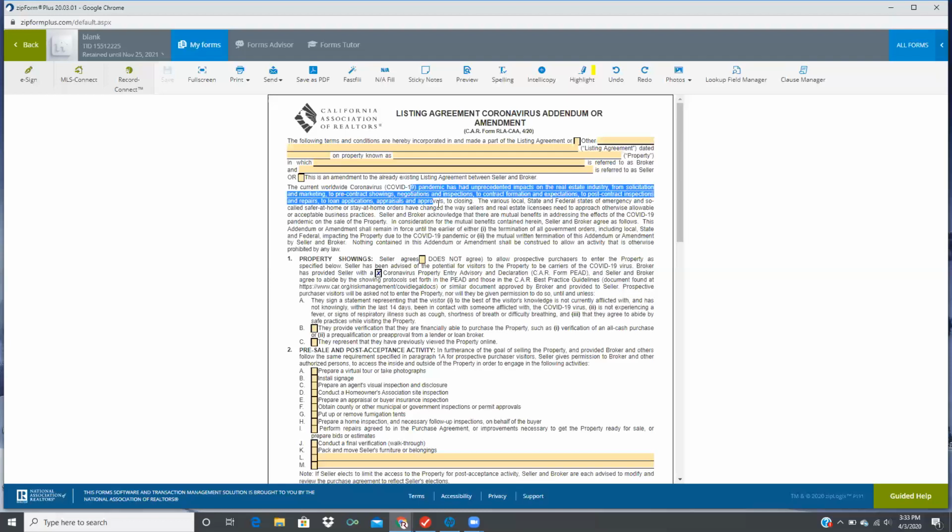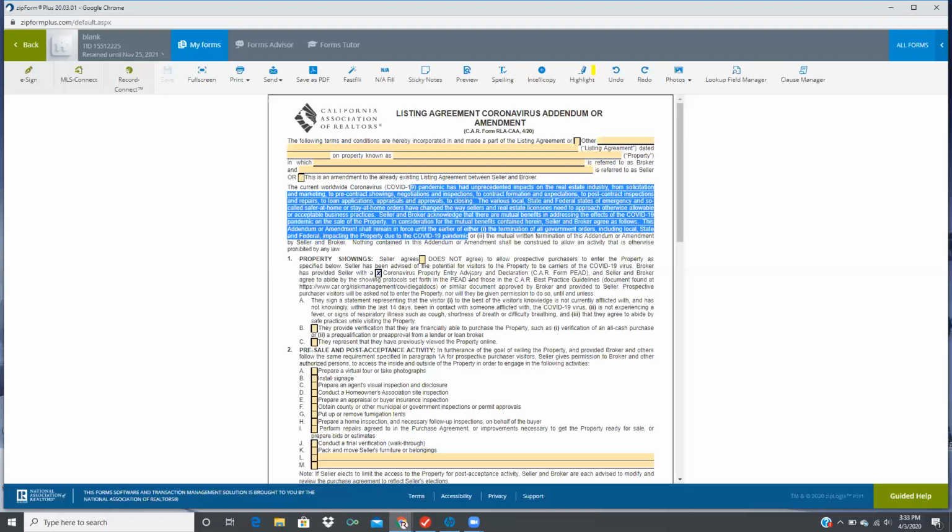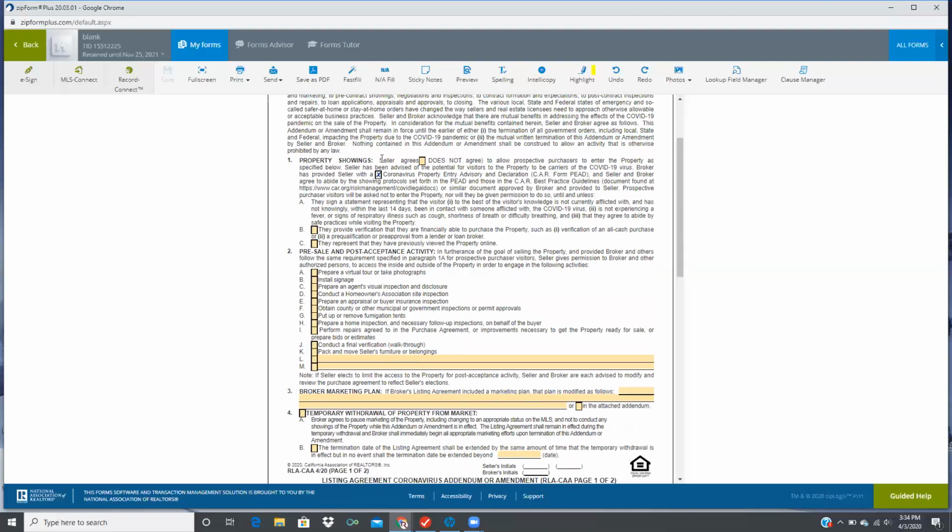This talks a little bit about COVID and that it's causing restrictions and stress on the industry. Number one, basically it says the seller agrees or does not agree to allow the prospective purchaser to enter the property as specified below. So you'll know that in the listing agreement, it does state that we have the home open for viewing and so on and so forth, unless otherwise stated. So this is an amendment stating that if the seller is not comfortable with people entering into the home, then we need to check this box right here.